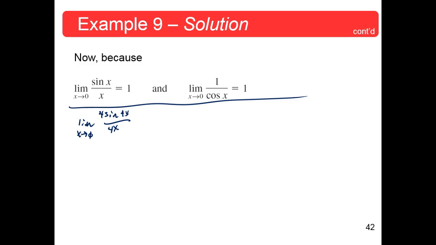Now, without this in the picture, what is that? Sine 4x over 4x. That's 1, just like that is. Let's let u equal 4x. That'd be sine u over u. That would be 1. And 4 times 1 is 4. So that answer is 4. I sort of rushed that one through because we were running out of time. But sure enough, that's what we got.